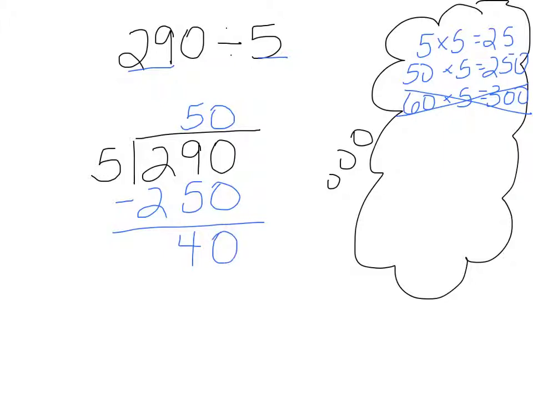Now, am I done? Is that a remainder? Well, no, it's not, because I can take that 40 and divide it into more groups of 5. In fact, right away I see 5 and 40 and I think, hey, I know how many groups of 5 is going to get me to 40. It turns out it's 8 groups of 5.